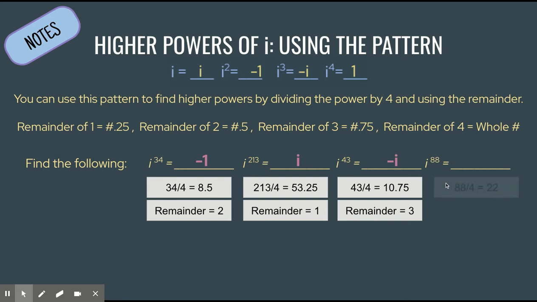88 divided by 4 is 22, without a decimal at all. So my remainder is 4. My remainder is actually 0. The reason I'm going to call it a remainder of 4 is so that I know to come up here and use i to the 4th, which is 1. And that's how you can do any power of i. Divide the power by 4, and then match it up to these first 4 parts of the pattern.